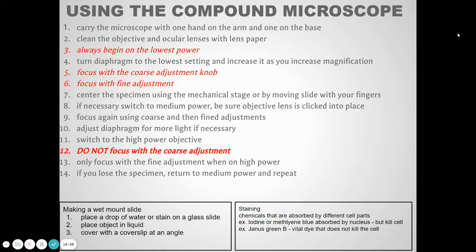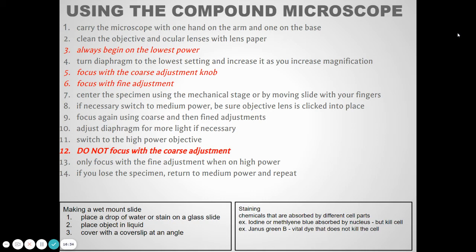Just a couple other things. Sometimes we want to make a slide of something that's living, or a plant, or something else. We can make our own slides. Sometimes we have slides that are already made and glued together. We call those prepared slides. You don't have to do anything, just get the slide and look at it. Other times we want to make our own slides of something. In that case, we make what's called a wet mount slide.